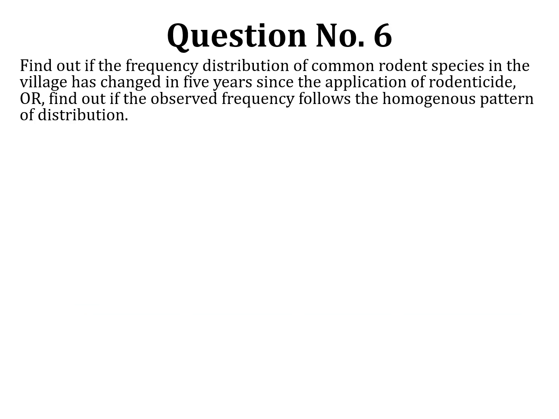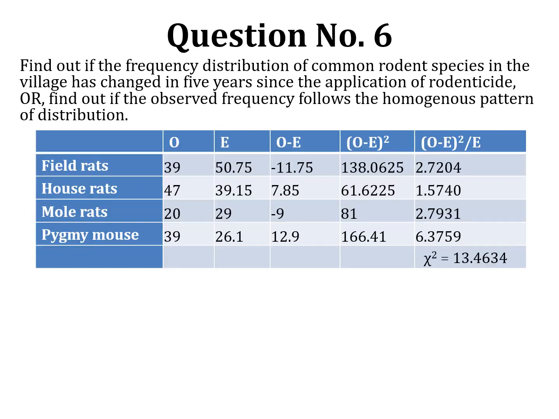So the question is, find out if the frequency distribution of common rodent species in the village has changed in 5 years since the application of rodenticide, or in other words, find out if the observed frequency follows the homogeneous pattern of distribution. So this is a table for the chi-square analysis. The second and third columns have the observed and expected frequencies, and in the next column we have the difference between observed and expected frequencies, which is minus 11.75 for field rats, 7.85 for house rats, minus 9 for mole rats, and 12.9 for pygmy mouse.